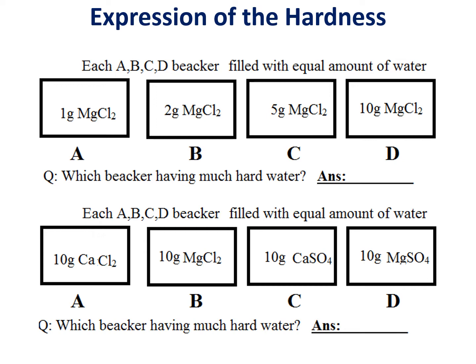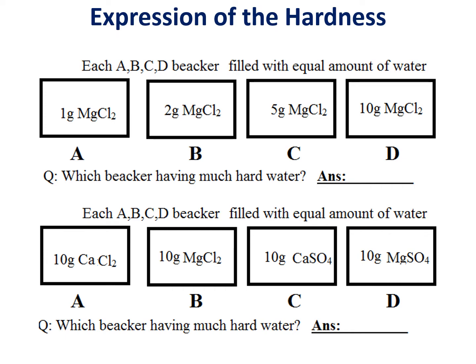So these four salts are responsible for the hardness, right? If water has only calcium chloride, that water can be called hard water. If the water has only magnesium sulfide, that water is also called hard water. So which beaker has the hardest water? Now the quantity is the same, every beaker has 10 grams, but the substance is different. One beaker has calcium chloride, another calcium sulfide, another magnesium sulfide, and the other magnesium chloride.